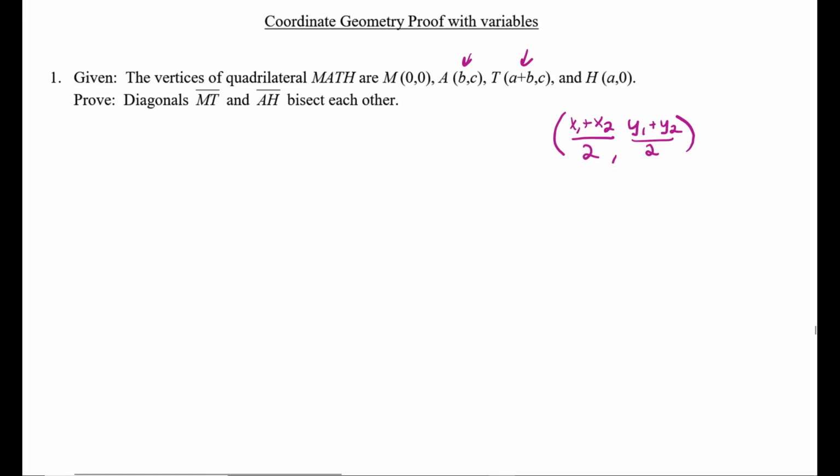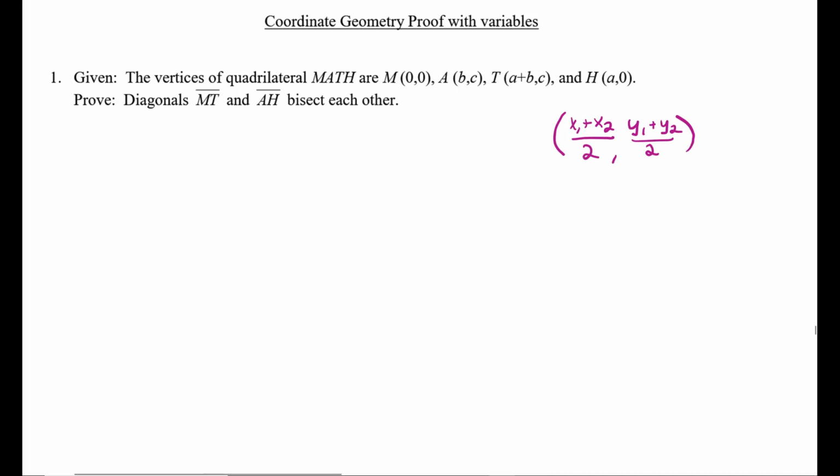This is a video going through how to do coordinate geometry proofs with variables as the coordinates instead of integers like we're used to. So for the first one, given vertices of quadrilateral MATH are (0, 0), (b, c), (a plus b, c), and (a, 0), prove that the diagonals bisect each other.